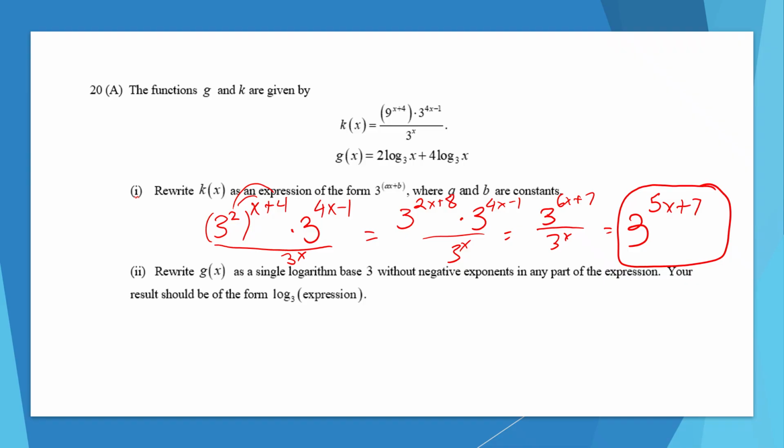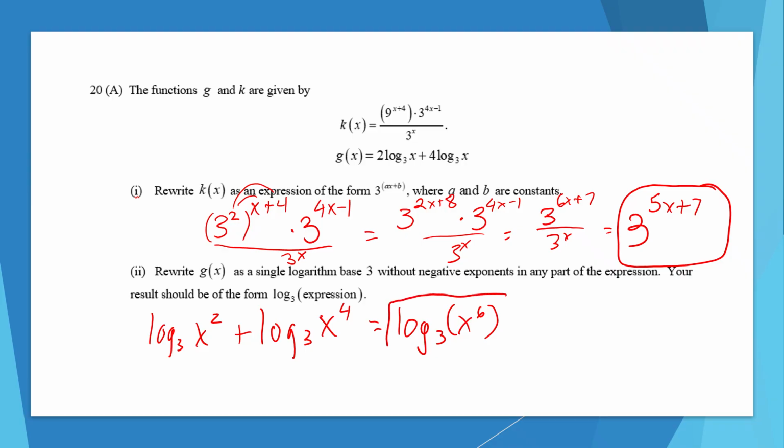Part 2, rewrite this with a logarithm with a base of 3 in just one simple expression. So this is going to be log base 3 x squared, so move the 2 to the exponent, plus log base 3 x to the fourth, moving that 4 to the exponent. This is equal to log base 3 x to the 6th by multiplying x squared times x to the fourth. And that should just be your answer here.